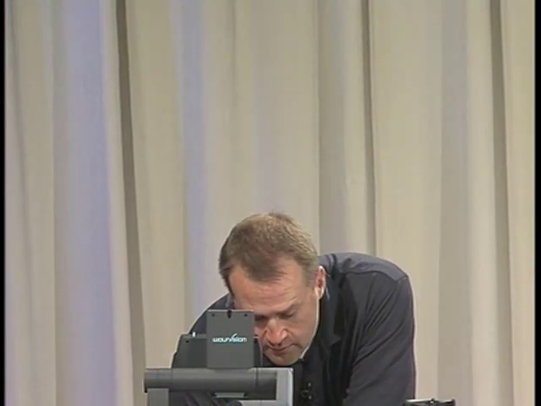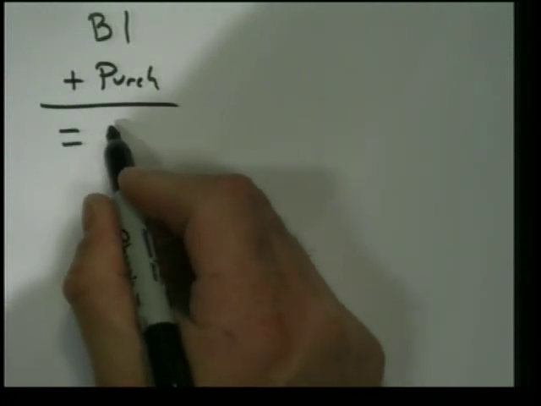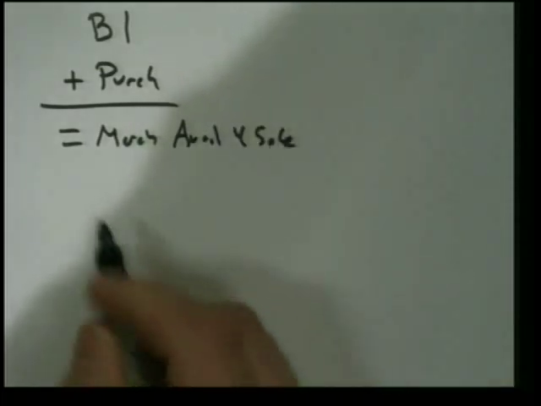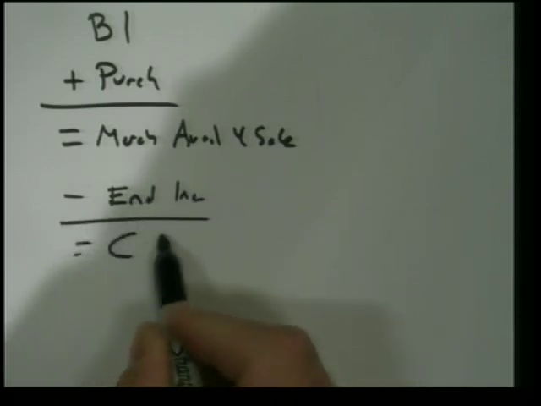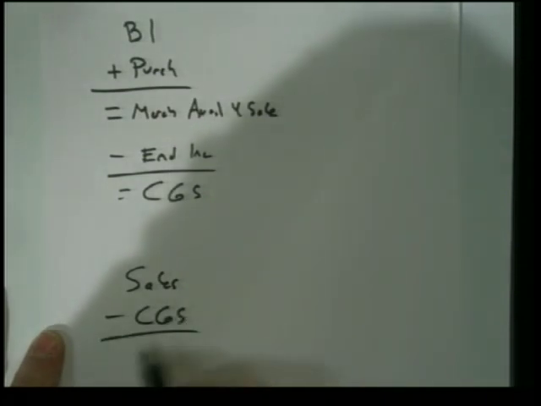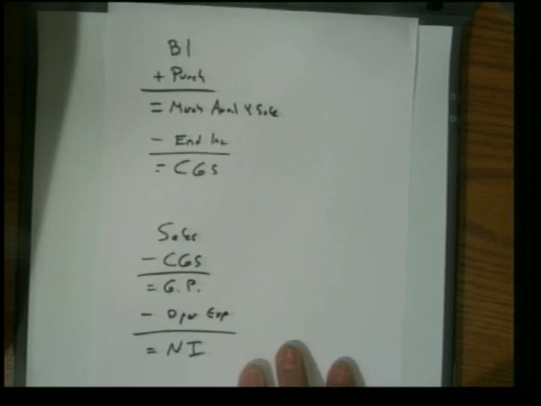And that is this one. Beginning inventory plus purchases equals merchandise available for sale, less ending inventory equals cost of goods sold, right? And we also know that sales minus cost of goods sold equals gross profit minus operating expenses equals net income. Remember those 2 equations? Now you need to know those for the test.